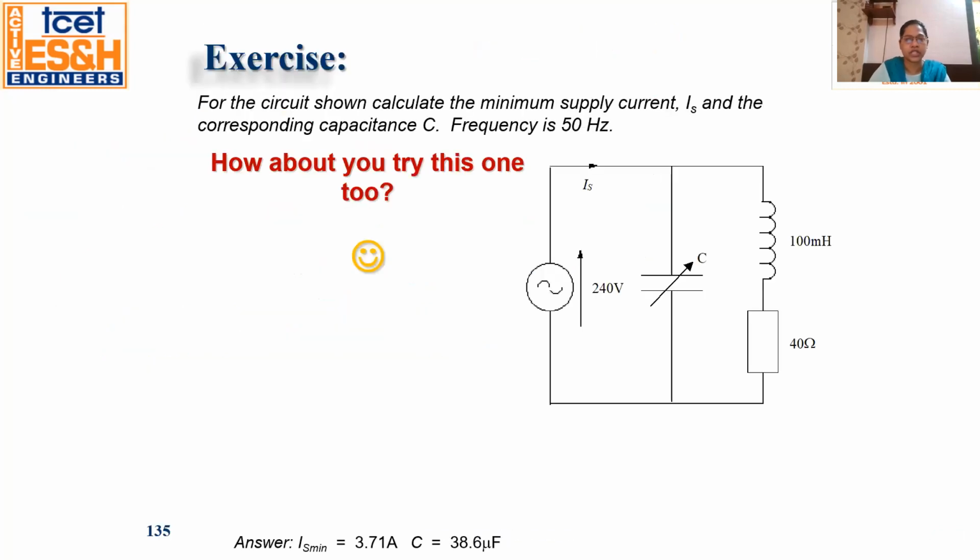Now, this is the last question of this slide. It is up to you to solve. For the circuit shown, calculate the minimum supply current IS and the corresponding C. You have to calculate this and also find C. These are the answers given. You have to match your solution and your answer with these answers.